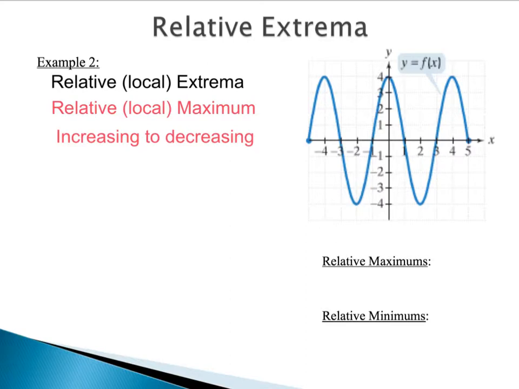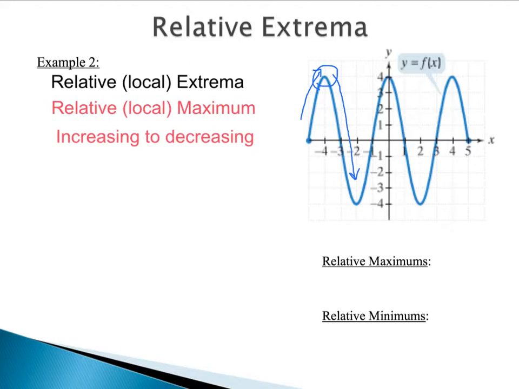So if we look back at where our function is increasing and decreasing, one example would be that it's increasing from -5 to -4, and then it's decreasing from -4 to -2. So that point where we change directions from increasing to decreasing would be considered a relative maximum. So for this part, one relative maximum would be at -4, 4 as an ordered pair.